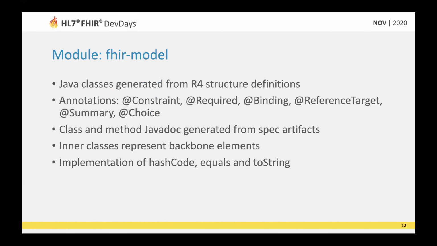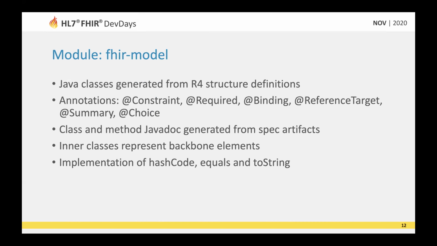All right, so first up, I'm going to talk about the FHIR model module. This is a number of Java classes that have been generated from the R4 structure definitions. There are some annotations that we put on those classes. I'll show you what those look like in a second.